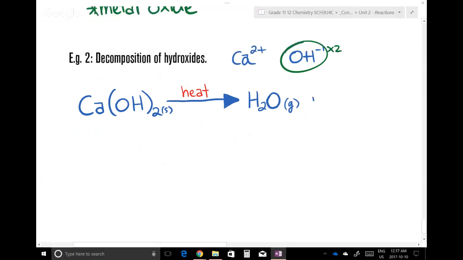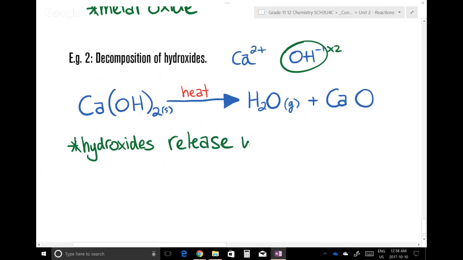But then what remains? Well, the calcium still remains. We've used 2 of these hydrogens, but only 1 of the oxygens, so there's some oxygen left. And the nice thing is, calcium has a charge of +2 and oxygen has a charge of -2, so this one is, again, self-balancing, which they won't always necessarily be. And there we go. This is the other rule I want you to know: hydroxides release water when they decompose. Always.